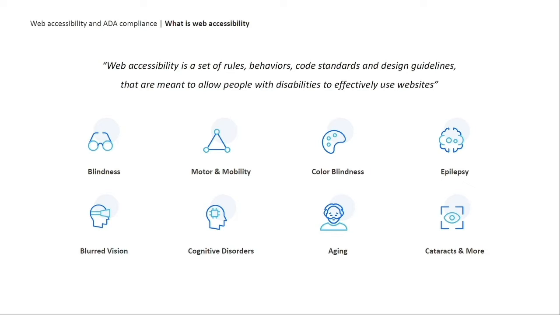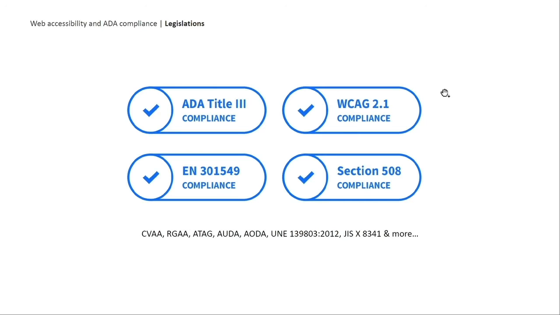Now, there's many disabilities covered, and the primary categories that require attention are blind people using screen readers, the motor impaired using only the keyboard to navigate, epilepsy, color blindness, cognitive and learning disabilities, visual impairments, and more. The WCAG 2.1 at the AA level has been adopted as the global standard for web accessibility, acting as the benchmark in legislation such as the ADA Title III, Section 508, AODA, European 301549, and many others.